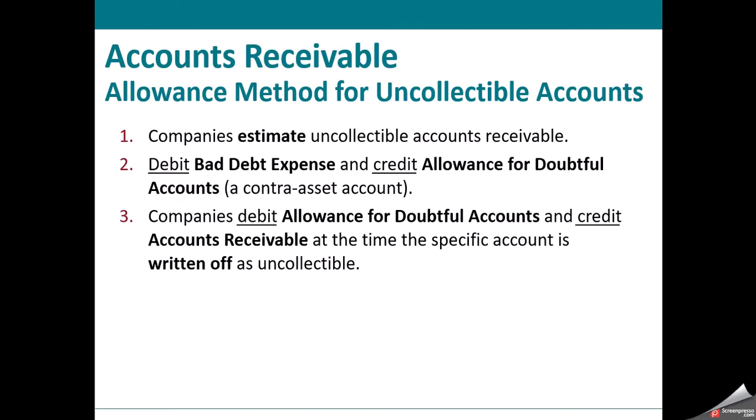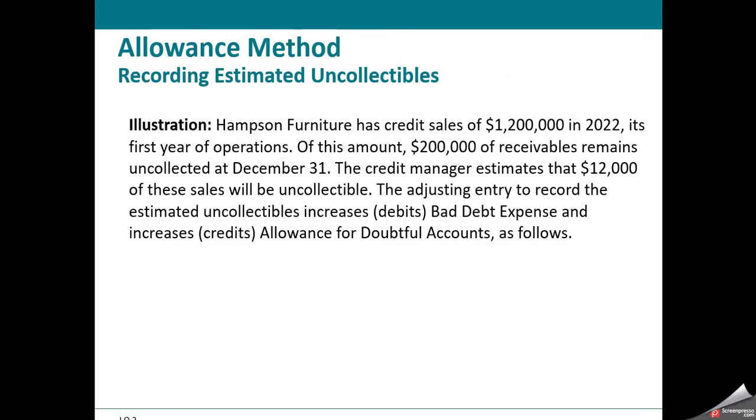Then as we deem invoices to be uncollectible, as we determine that that is a bad debt, then we will debit the allowance for doubtful accounts and credit the receivable to write that specific account off. So here we have an example. If they have credit sales of $1.2 million and 200,000 of the receivables remains uncollected, the credit manager estimates that 12,000 of those sales will be uncollectible. So again, it's just an estimate.